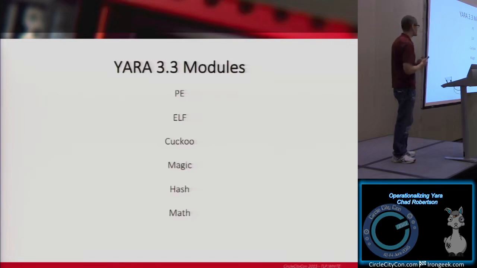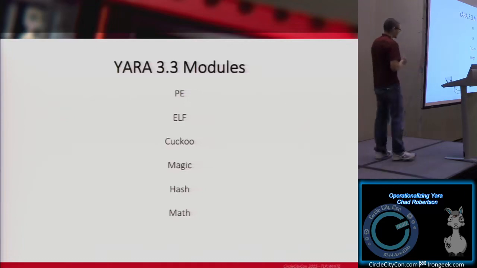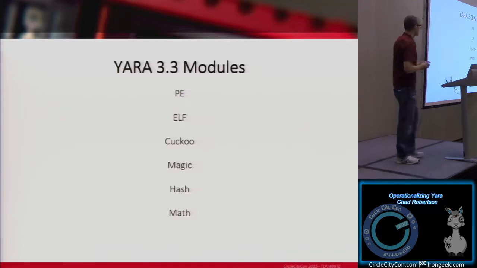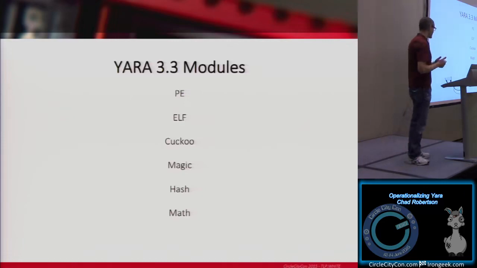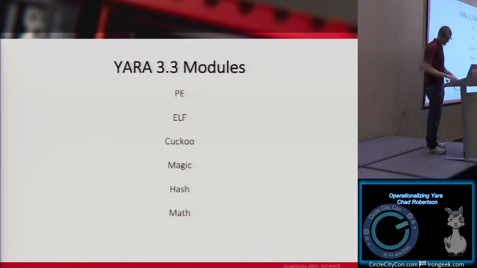It offers a lot of new functionality and really powerful functionality. The Cuckoo module, if supported, allows detection for external, like outgoing network traffic. So URLs, or those kind of things, we can write Yara expressions against those. The magic module, the hash module, and the math module. If you haven't played with these yet, they're really cool and they're really useful. So I encourage you to take a look at those.